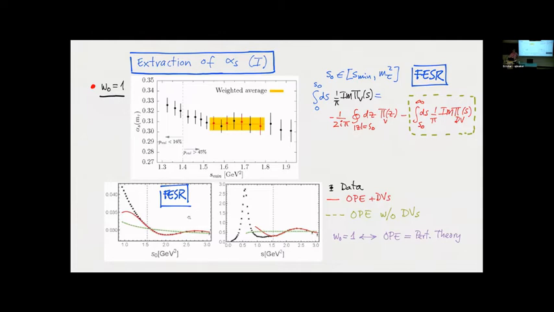And also, now that you have a determination not only of alpha S, but also of the duality violation parameters, you can go and compare with the spectral function itself. And that's what you obtain on the right-hand side, okay? So again, you see that the red curve does a very good job. The green curve fails completely because it lacks duality violations.